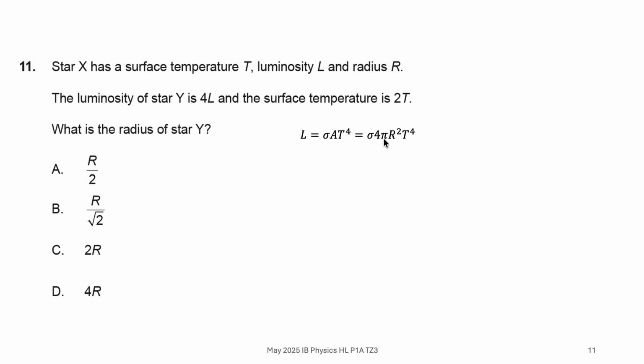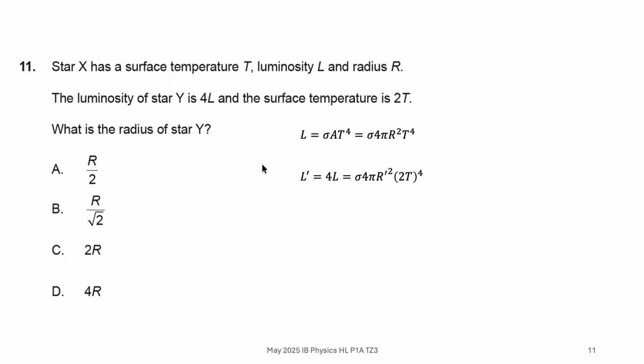That's sigma 4 pi r squared. Probably could ignore the 4 pi here because remember it's going to come into the next equation. So r squared T to the 4. Now we're interested in star Y. Star Y has luminosity 4L, and it also has double the temperature. And we want to know its radius so that we can compare them.